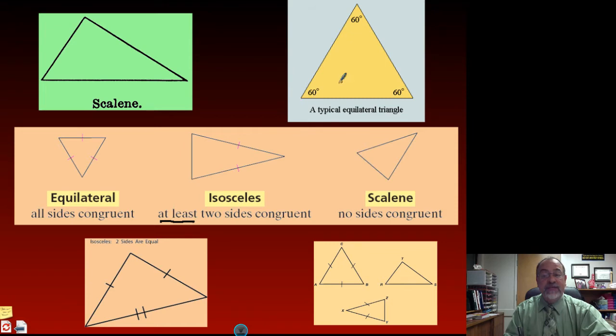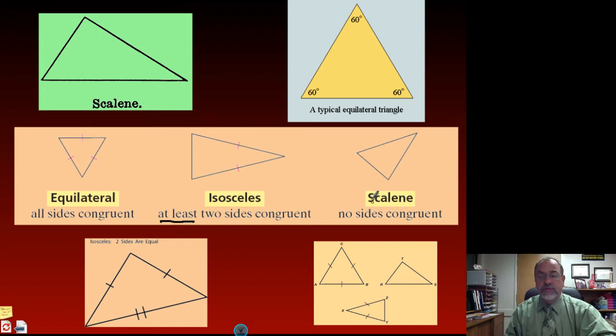So another name for an equilateral triangle would be isosceles, because it has at least two sides that are equal. It just happens to have three. The more specific name is equilateral because all three sides are equal, but it also has the same properties or characteristics of an isosceles because at least two sides are congruent. So isosceles, please note the spelling, so you can get it correct. Isosceles has at least two sides congruent.